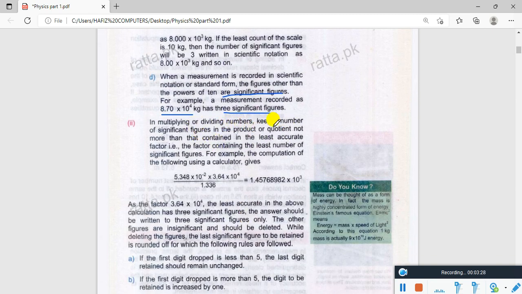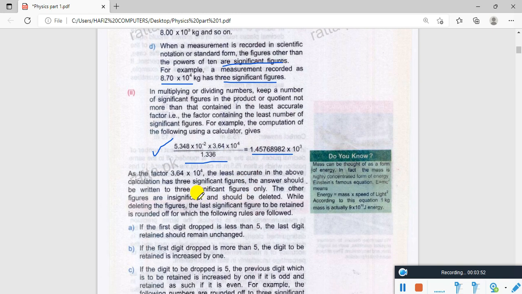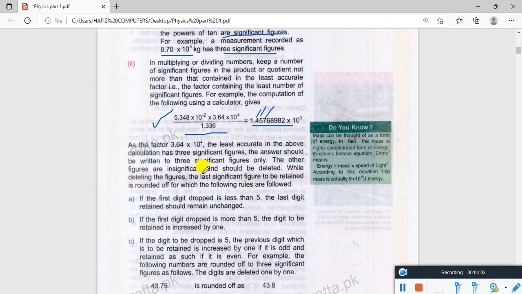In multiplying or dividing, the number of significant figures in the product or the quotient should be not more than that in the least accurate factor, the factor containing the least number of significant figures. For example, if we have a value which is the multiplication or division of 2 or 3 values, the least accurate factor in the above calculation has 3 significant figures. The answer should be written up to 3 significant figures. The other figures are insignificant and should be deleted.